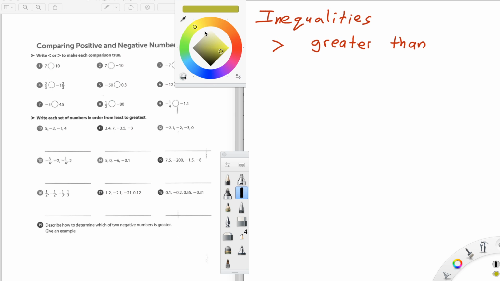I just keep this over here. And this one means less than.